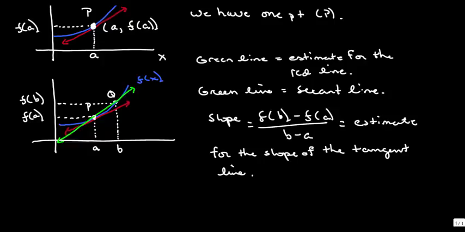Now what we can do is take Q and move it a little bit closer to P, and we're going to get a better estimate. And if we move it even closer to P, we'll get an even better estimate. And so the idea is we want to take Q and squish it towards P. And if we do that, we're going to get a better and better estimate for the slope of the red line. And once we have the slope of the red line, we're good to go, because we already know one of the points on the line, and therefore we can get the equation of the tangent line.